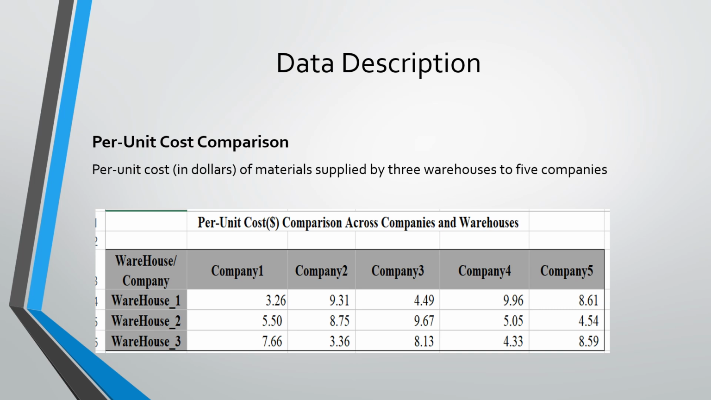From the per-unit cost comparison, in dollars, of material supplied by three different warehouses to the five companies, in the first warehouse company 1 has 3.26, company 2 has 9.31, company 3 has 4.49, company 4 has 9.96, and company 5 has 8.61, and so on. The values for warehouse 2 and warehouse 3 across companies 1 to 5 are given below. This is the per-unit cost comparison across companies and warehouses.